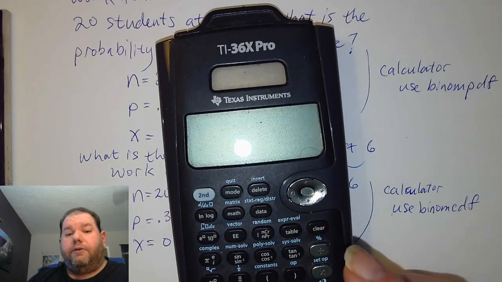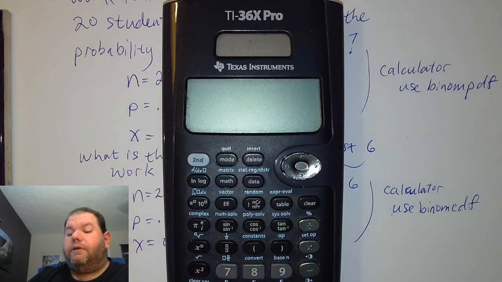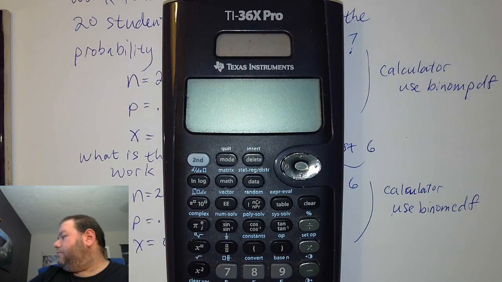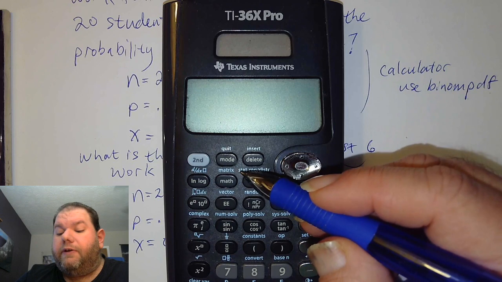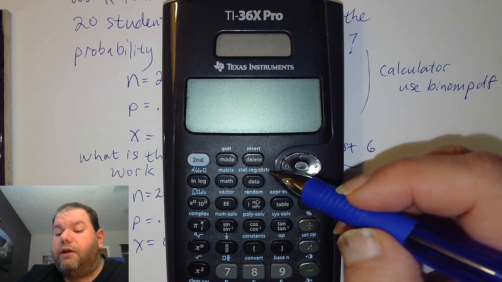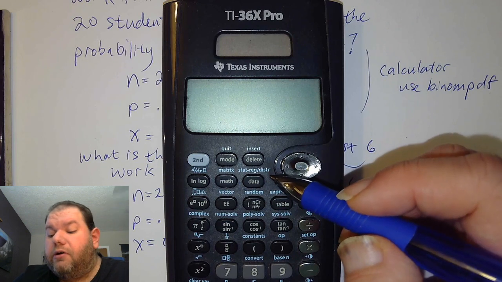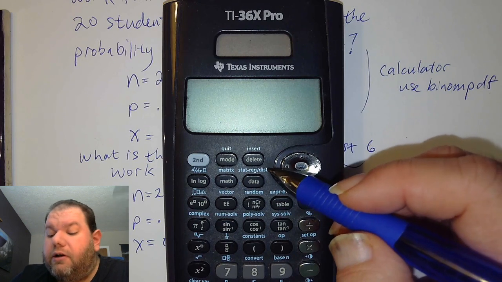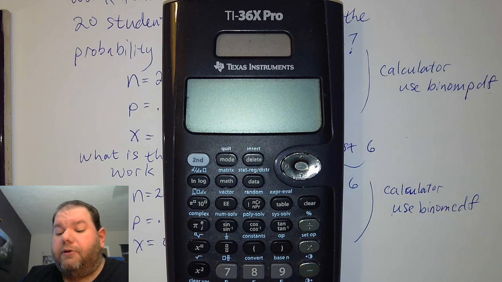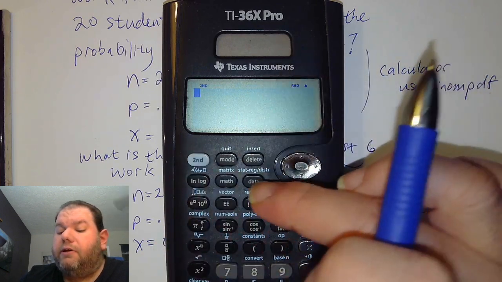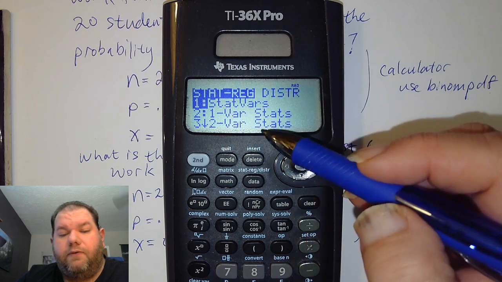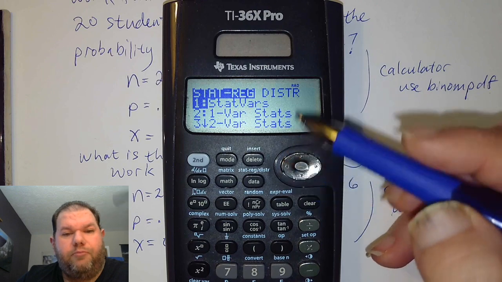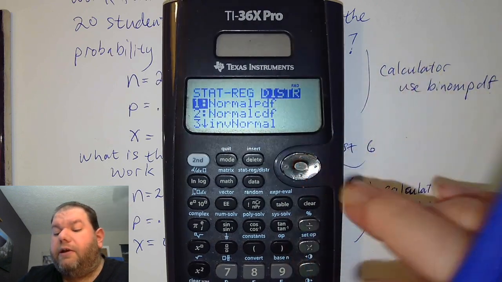So looking at the 36x first. It's so dusty. Anyway. If you look right above our data button, we see stat, regression, and DISTR, distributions. And this is like our binomial distribution that we're looking at. So we turn on the calculator first. And so we'll press second and data to bring up either our statistics, which we used before, regression, which we had also looked at briefly before, and then we arrow right to get to our distributions.